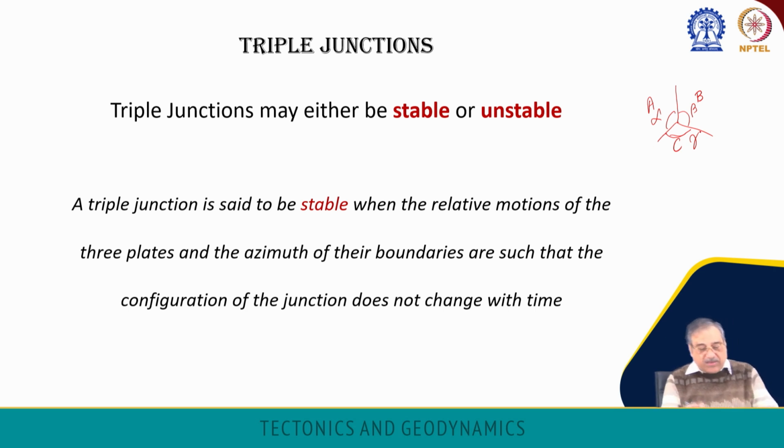So that means that the relative motions of the three plates, the azimuth of their boundaries, would actually remain the same, the way that the boundaries are oriented around this particular triple junction. So this point is what would be referred to as the triple junction. That remains the same, and this configuration does not change with time. So what I'm seeing here is really the way it remains over time. It does not change over time.